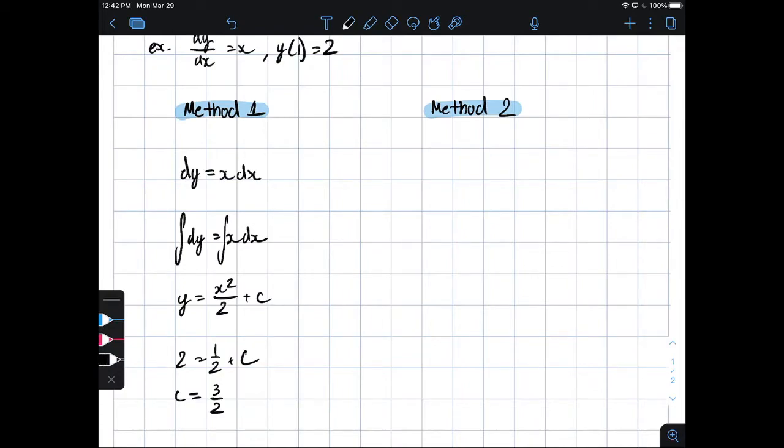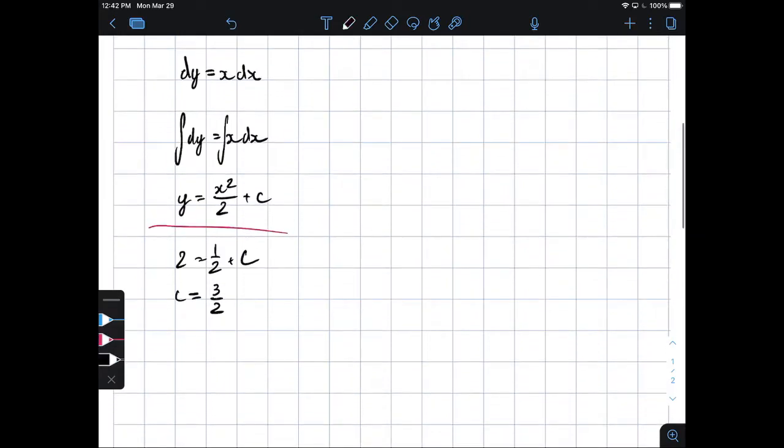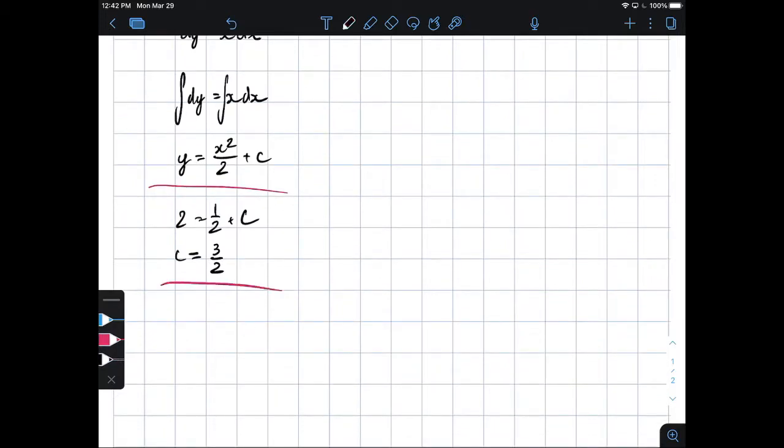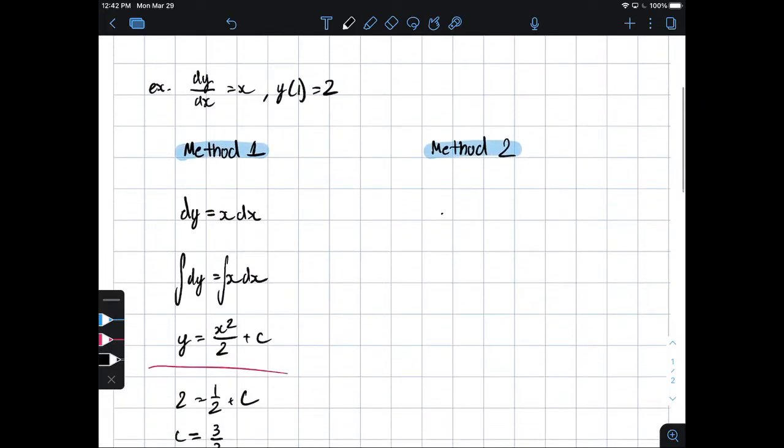Now we have method 2. I prefer this method. We can essentially divide this into two steps. We find the equation, and then we find c. And then I guess we can also rewrite the equation. I'm not saying it's hard. I'm just saying this one might be a little easier. So we're going to start, and we're going to do our separated variables again.